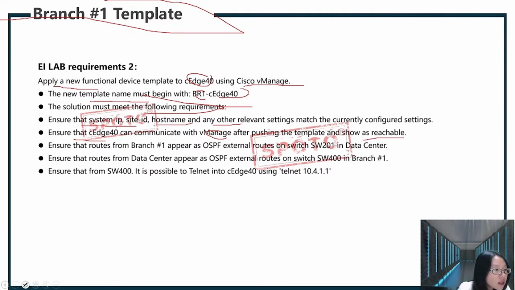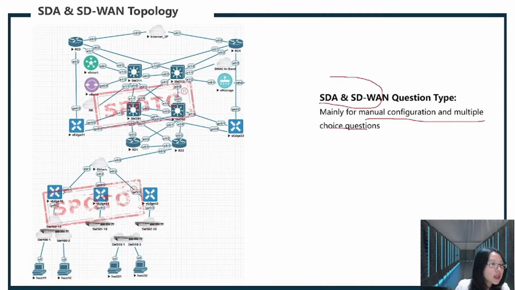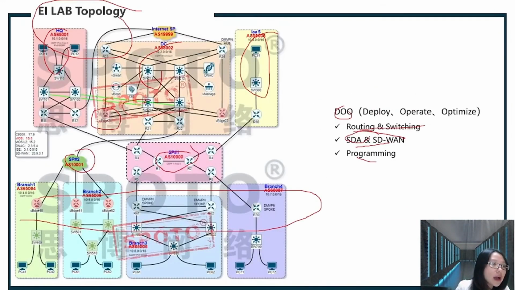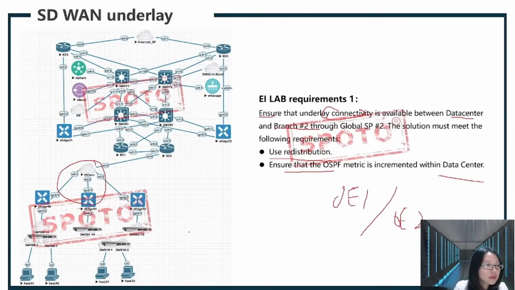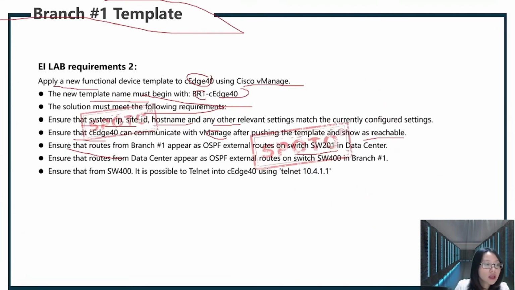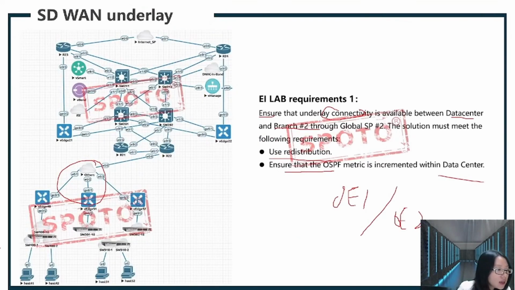Ensure that routes from branch 1 appear as OSPF external routes on switch 201 in the data center. Okay, switch 201, this device. Ensure that routes from the data center appear as OSPF external routes on switch 400 in branch 1. Okay, this is switch 400.